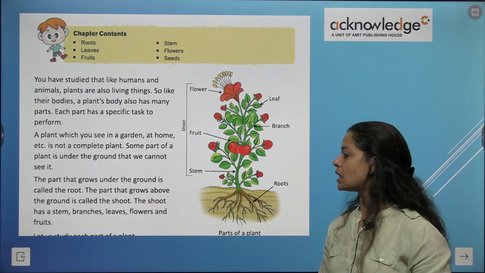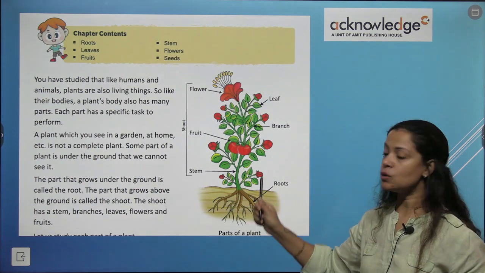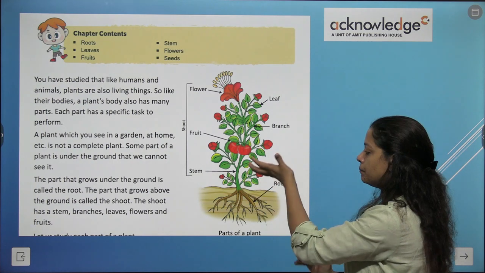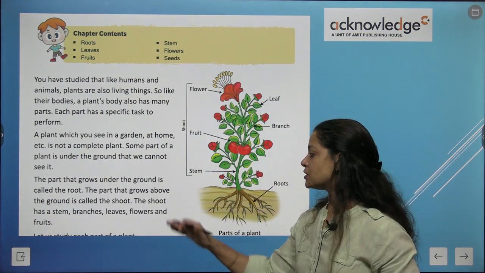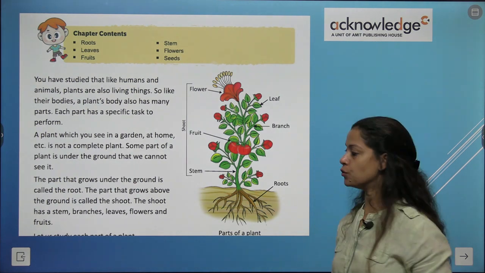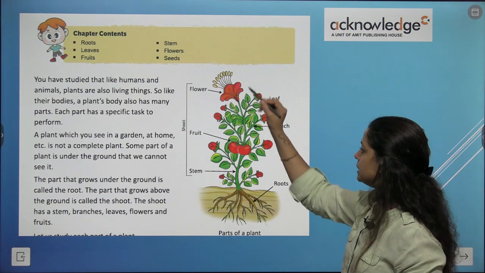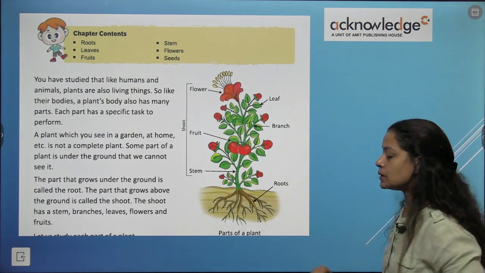The part that grows above the ground is called the shoot. So soil के या ground के ऊपर का जो part है हम इसको shoot कहते हैं and the below part is called root. The shoot has a stem, branches, leaves, flowers and fruits. They have stem, branches, leaf, flower and fruit. ये कौन सा part हो गया? Shoot. And below the ground is root.